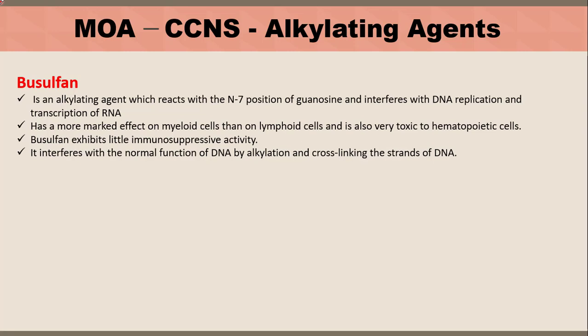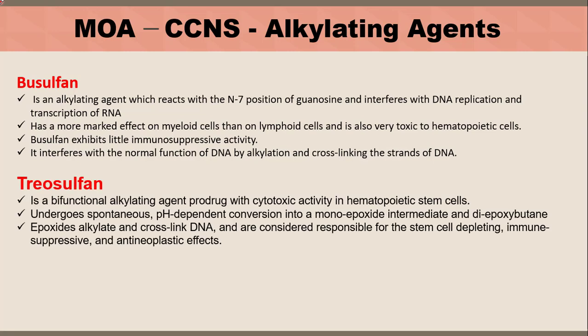It is an alkylating agent which reacts with the N7 position of guanosine and interferes with DNA replication and transcription of DNA. It has a more marked effect on myeloid cells than on lymphoid cells, and is also very toxic to hematopoietic cells. Busulfan exhibits little immunosuppressive activity. It interferes with the normal function of DNA by alkylation and cross-linking the strands of DNA.